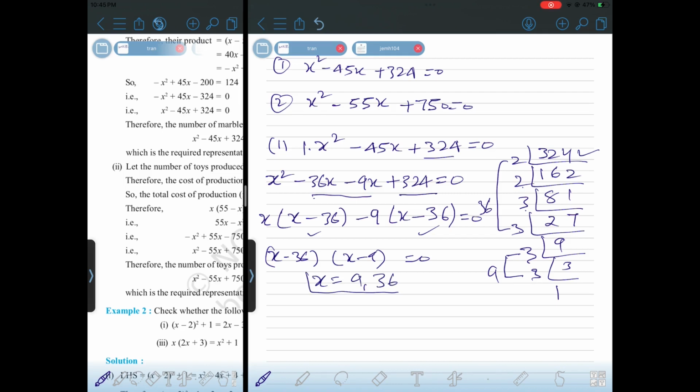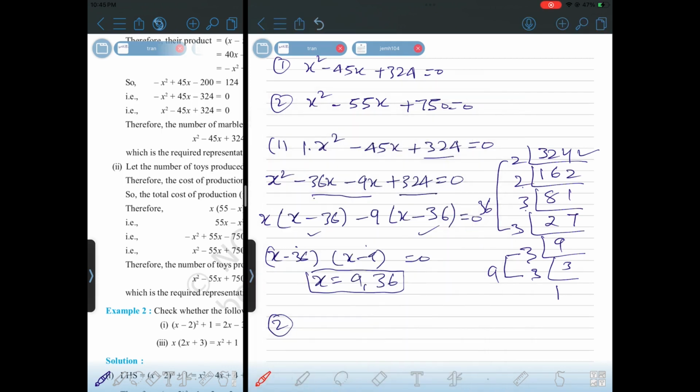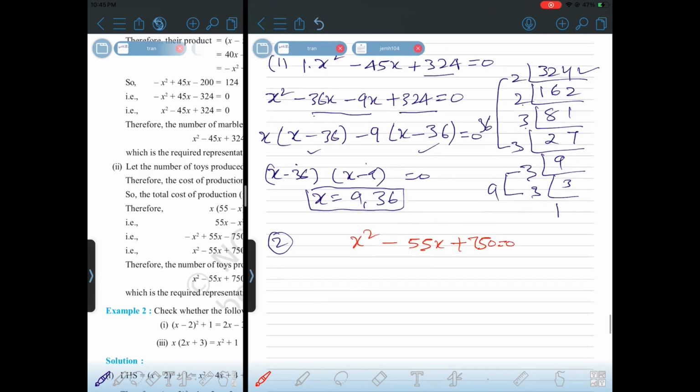Now you understand, right, how we find these values. Just equate these two terms to 0 and find the value of x. That's how we do it. Now let's see the second question of example 1. Let me change the color also. So, the second equation is x square minus 55x plus 750 is equal to 0, right?